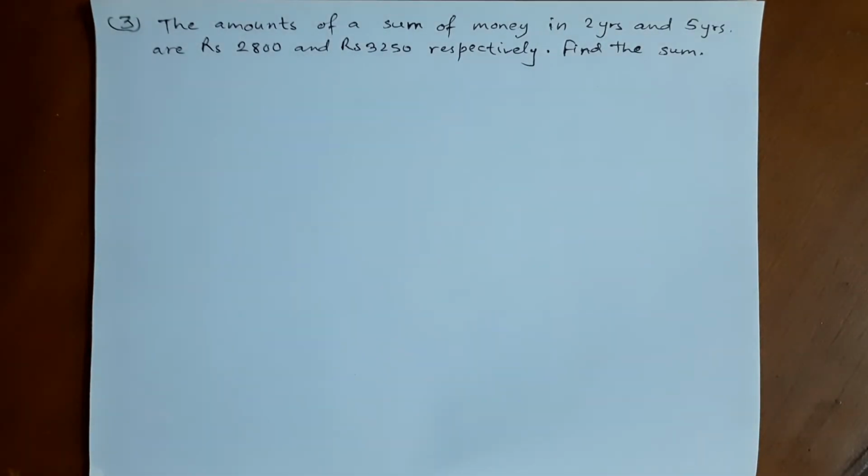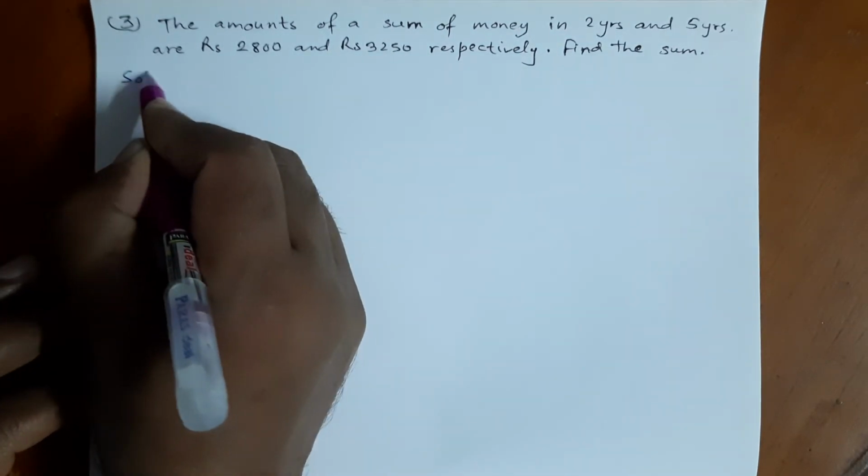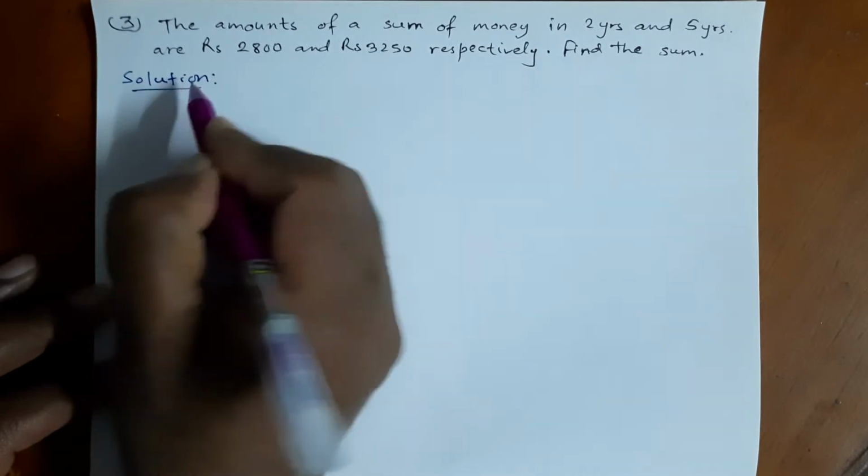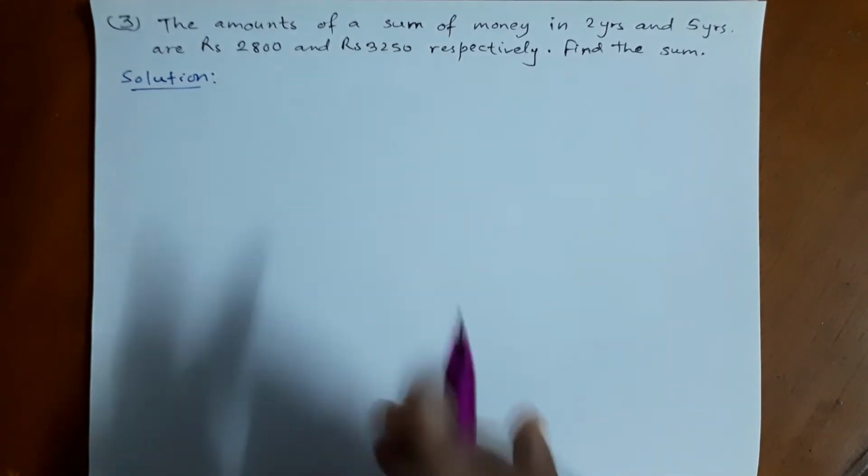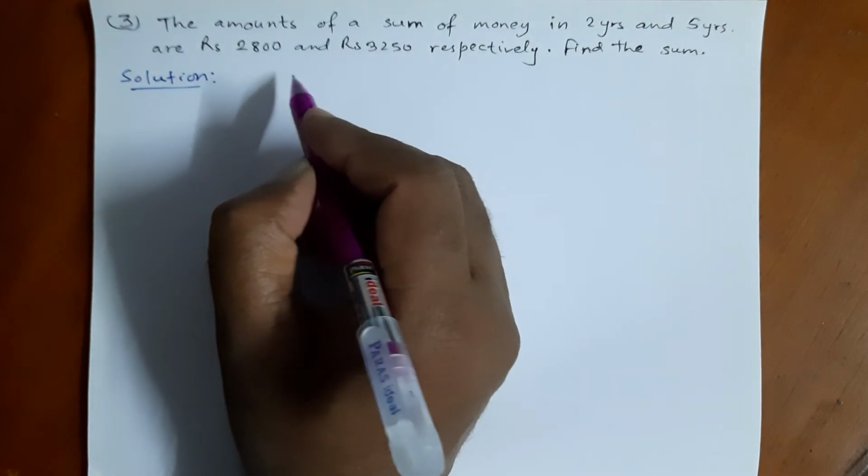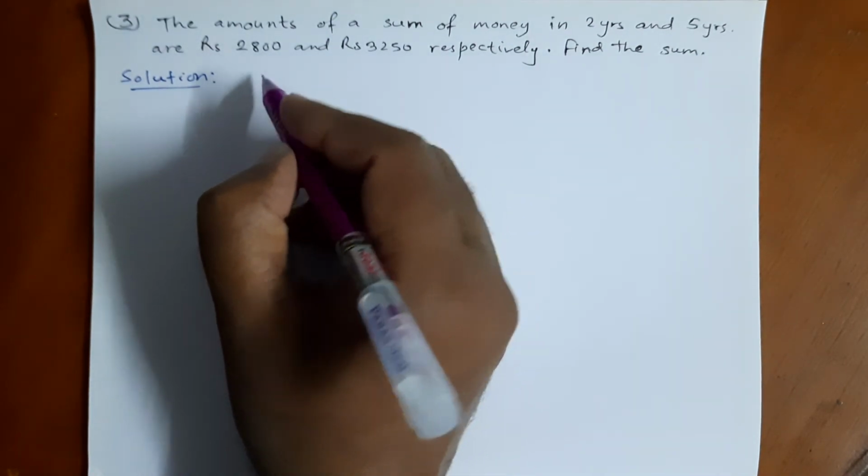Here the question asks: the amount of a sum of money in 2 years and 5 years are 2800 and 3250 respectively. Find the sum. Here the amount in 2 years and 5 years is given, and we have to find the sum. Look at the solution to this question. Here also we solve in two cases.